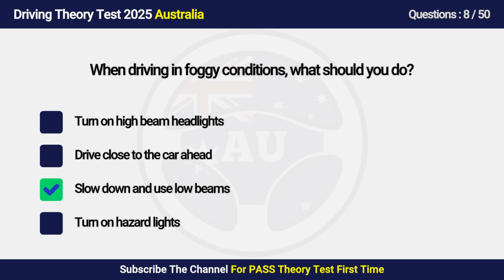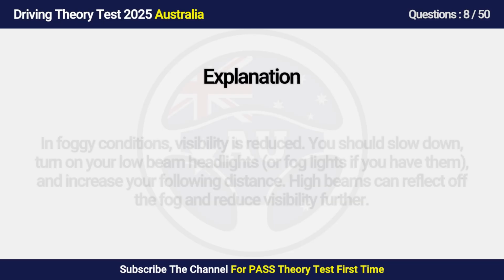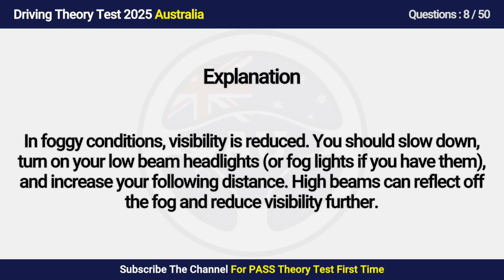Answer is C. Slow down and use low beams. In foggy conditions, visibility is reduced. You should slow down, turn on your low beam headlights or fog lights if you have them, and increase your following distance. High beams can reflect off the fog and reduce visibility further.